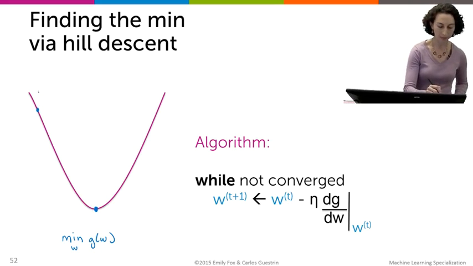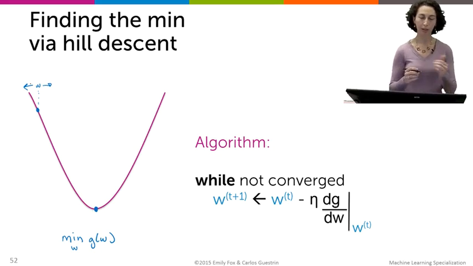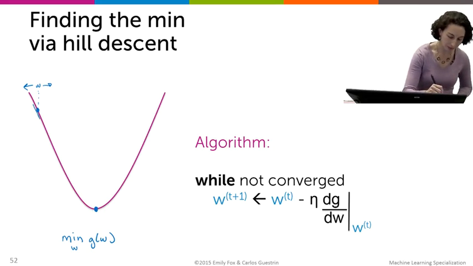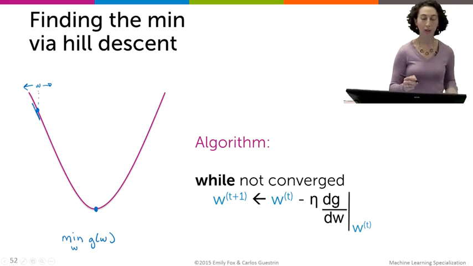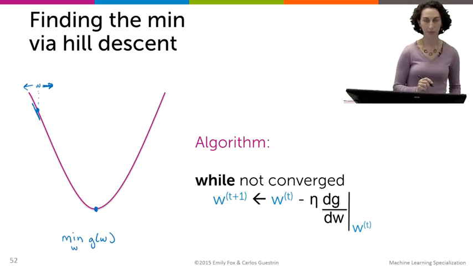So let's say we're starting at some w value here, and I'd like to know whether I should move to the left or to the right. So increase or decrease w. Well, let's look at the derivative of the function. And what I see is that the derivative is negative, and yet in this case, I want to be moving to the right and increasing w.